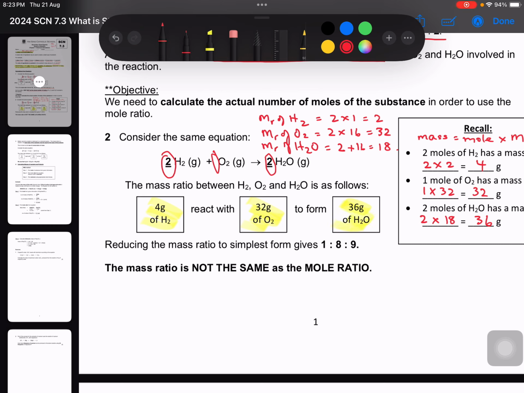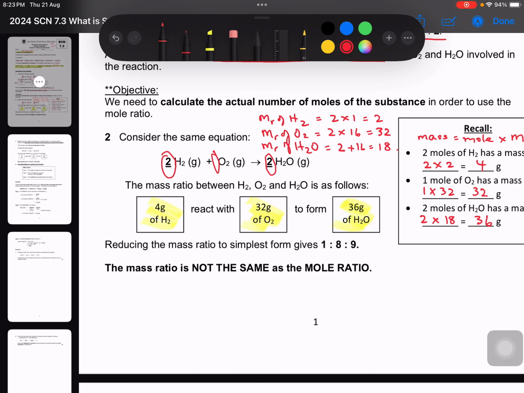Now, we have to learn a method called MRU. What does MRU stand for? M stands for mole. R stands for ratio. And U stands for unknown. Okay, so let's just remember it as MRU.